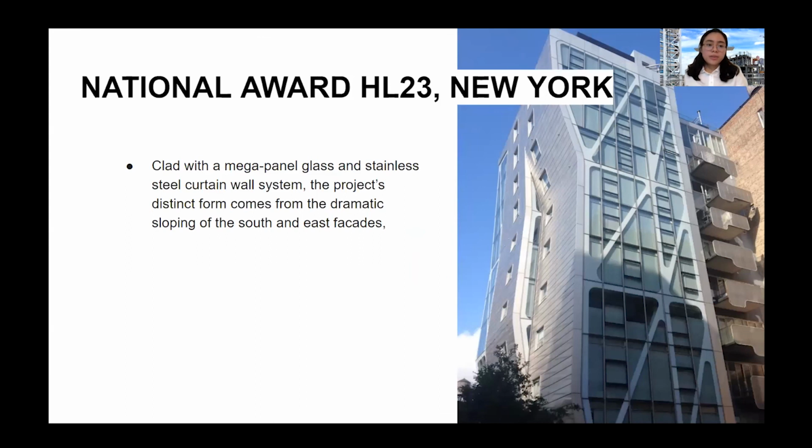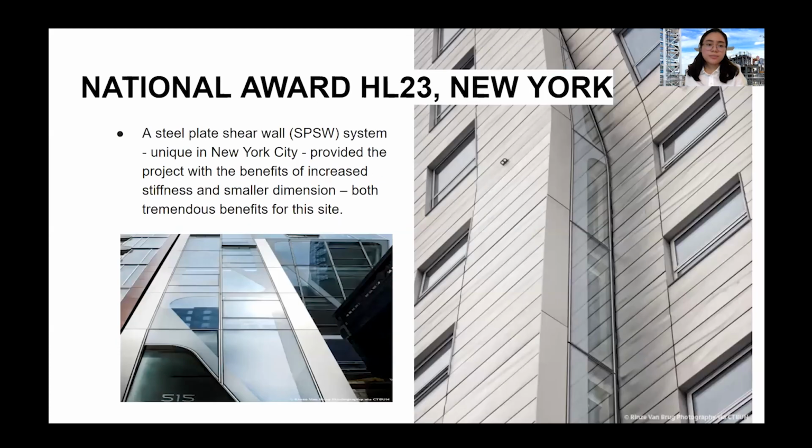It is clad with a mega panel glass and stainless steel curtain wall system. The project's distinct form comes from the dramatic sloping of the south and east facades. A steel plate shear wall system, unique in New York City, provided the project with benefits of increased stiffness and smaller dimension, both tremendous benefits for this site.